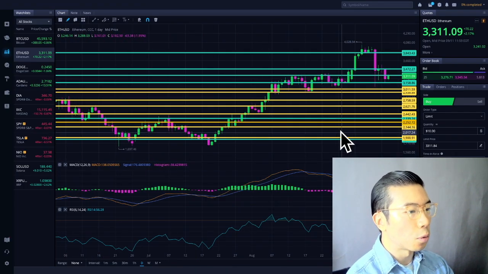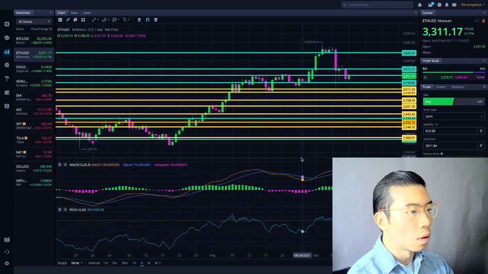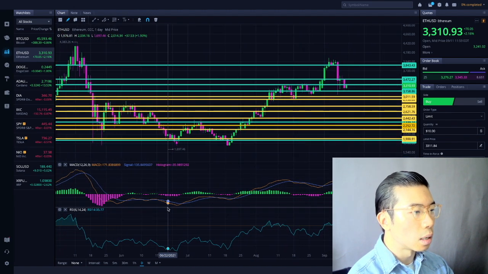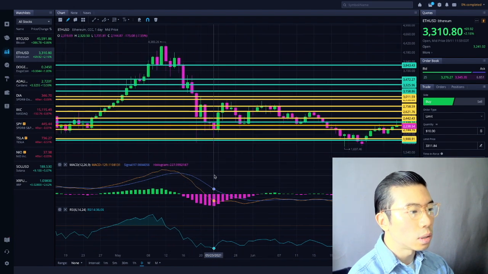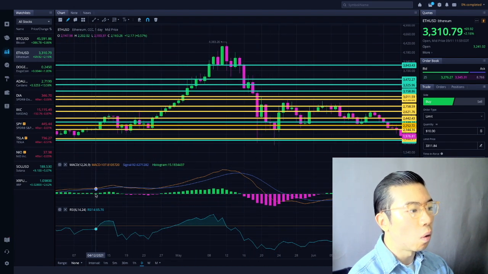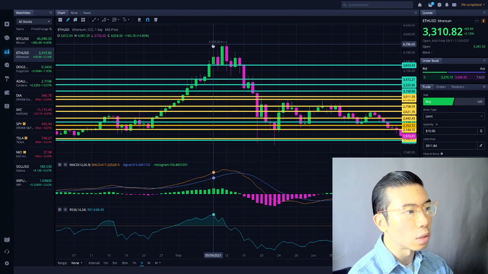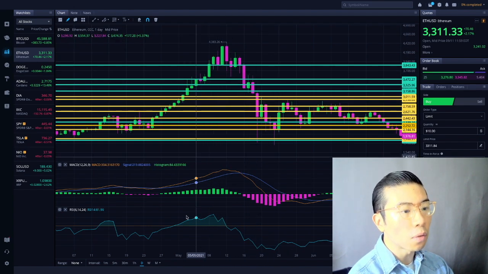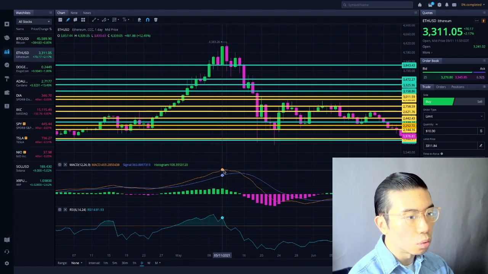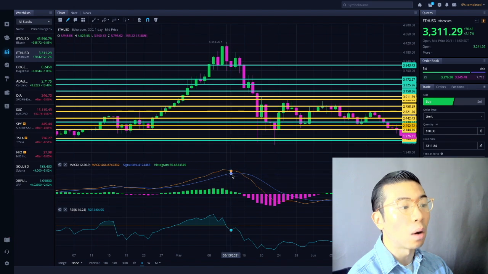For example, for Ethereum, we're looking at the daily right now. Let's use an example from back in the day. You see that when we were stretching all the way to the peak, all the way to the top at 4,383, why was this chart indicating that it was overstretched at all levels? Because if you look at the MACD line, you understand that it was extremely overstretched, to the point that it formed an outlier.